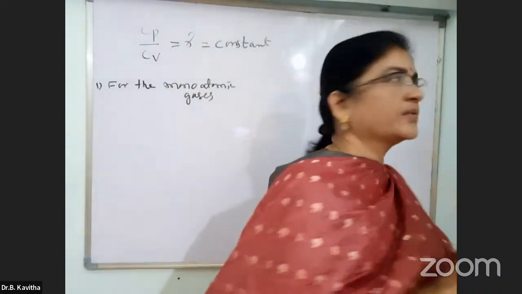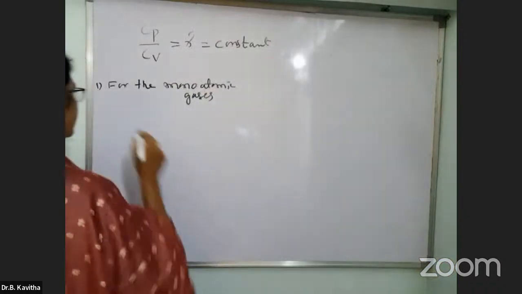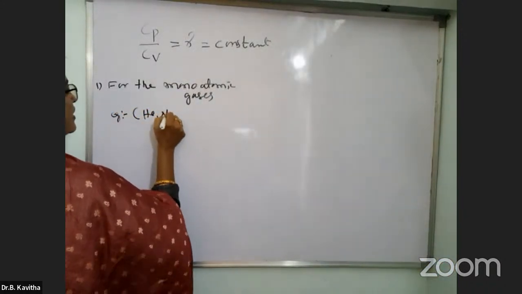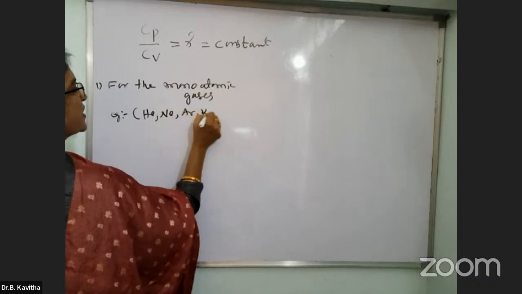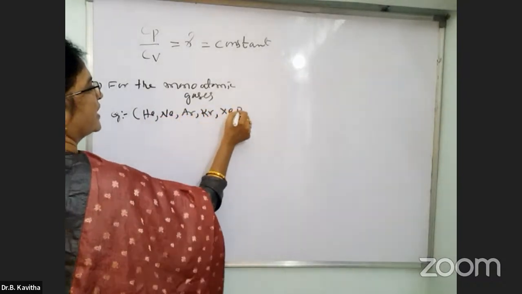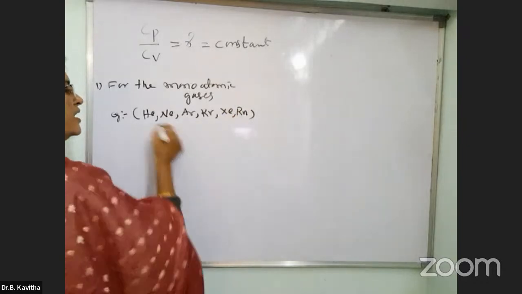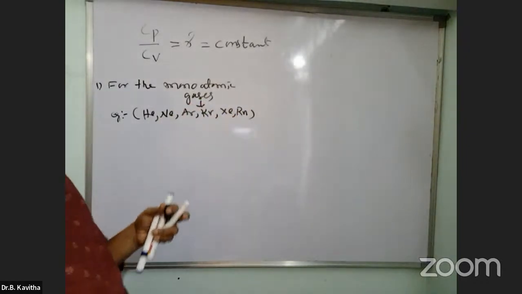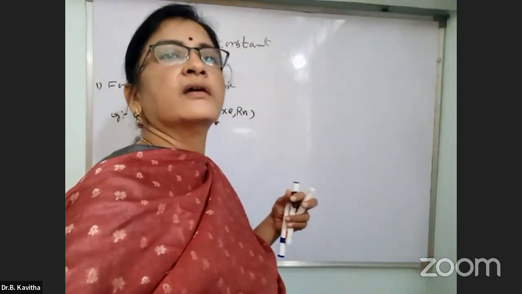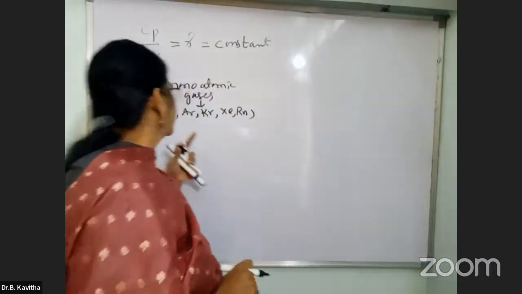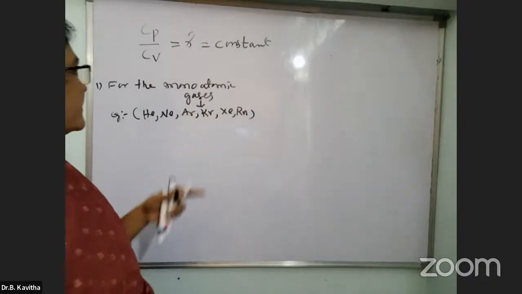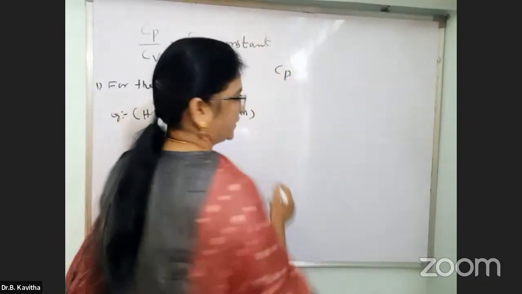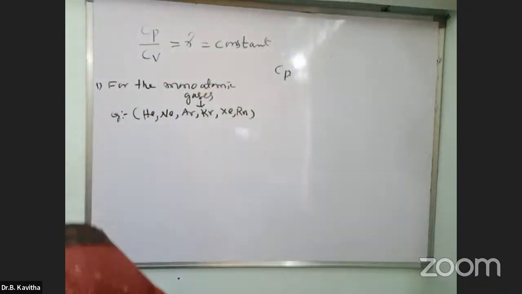అందులో ఒకటే ఒక atom ఉంటుంది. If anybody thinking it is important, you can write examples also here. Helium, neon, argon, krypton, xenon, radon. All these things you can write. These are monoatomic gases. Keep down arrow mark like this and write examples of this one. And what is Cp value of this one? Wait a minute, I forgot.